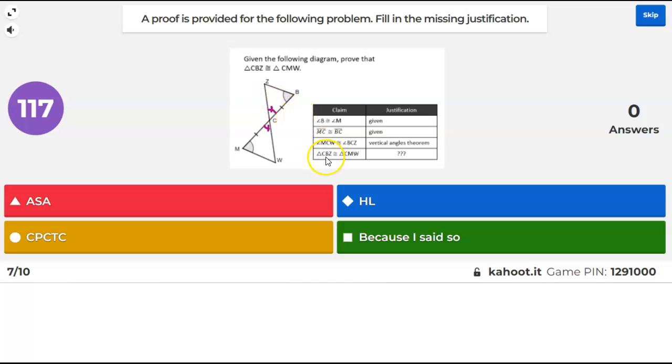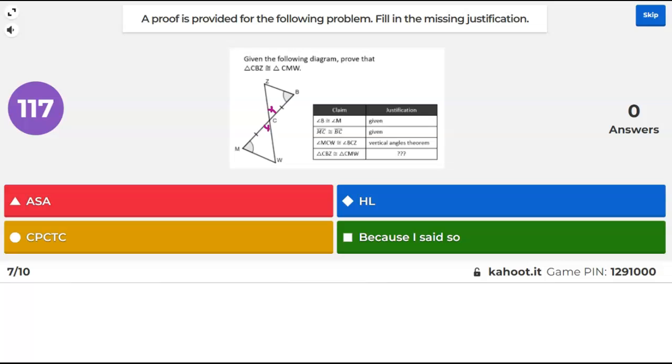So now it says we can prove that triangle CBZ is congruent to triangle CMW, and we're asking, what is the justification? Well, let's look. We have an angle, and a side between them. That's angle, side, angle. Angle, included side, angle. Down here we again have angle, included side, angle. So these are congruent, these sides are congruent, these angles are congruent. Angle, side, angle. We just have to ask, is angle, side, angle valid?